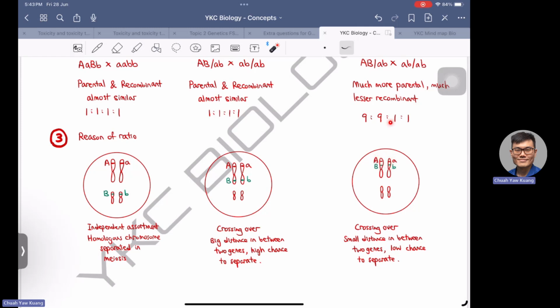So the chance to produce the recombinant gamete is much lower compared to the chance to produce the parental gamete. And because of this, the chances to produce the recombinant offspring will be lower, and the chances to produce the parental offspring will be higher. So that would be the third concept.